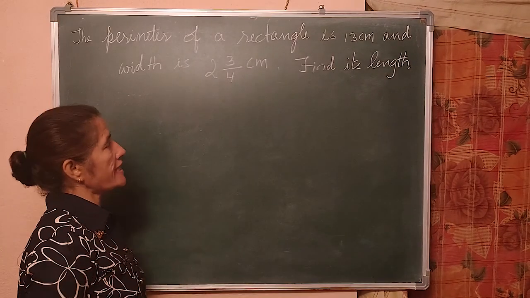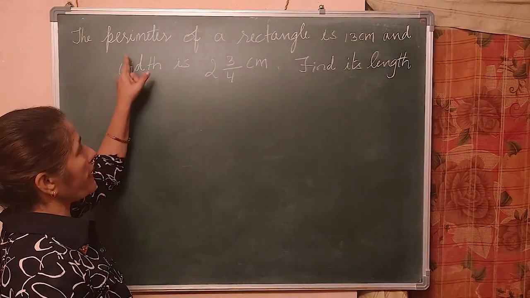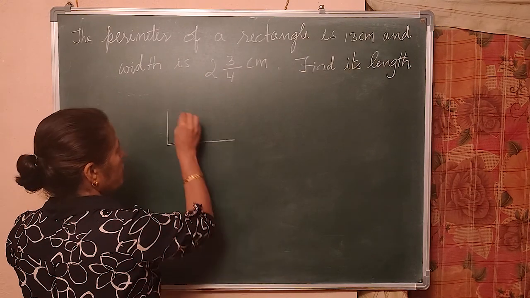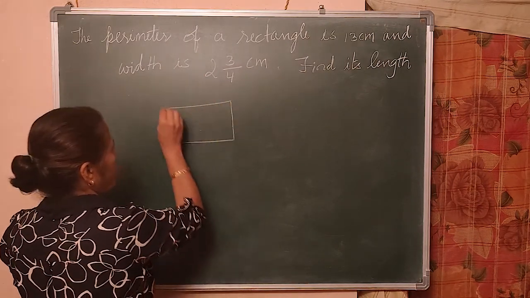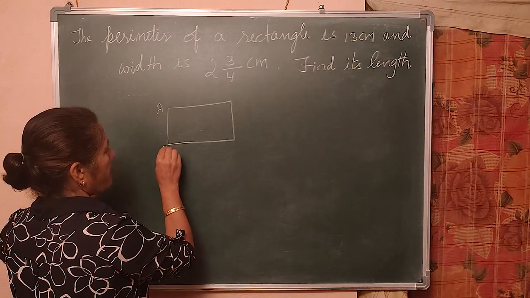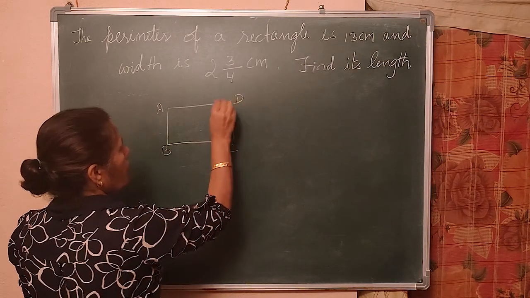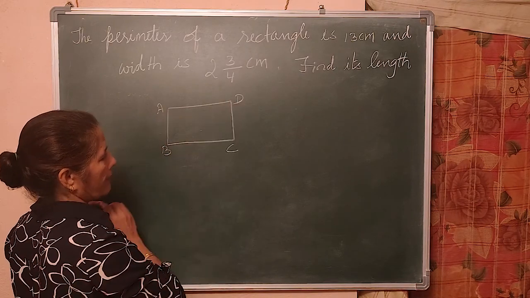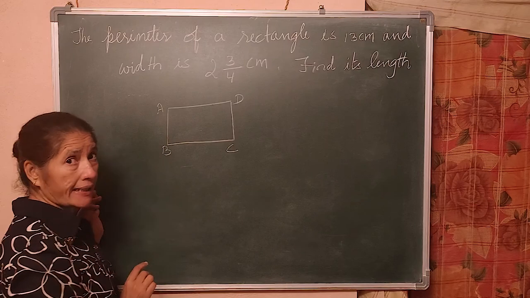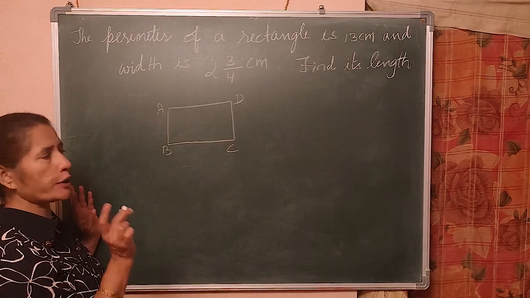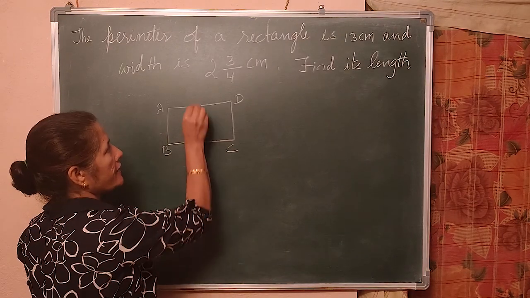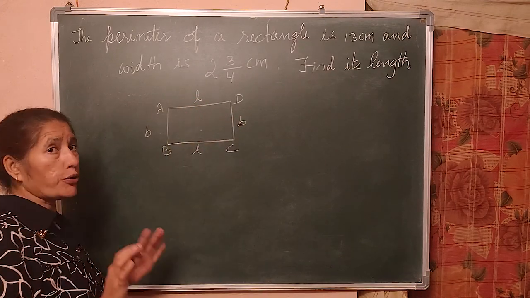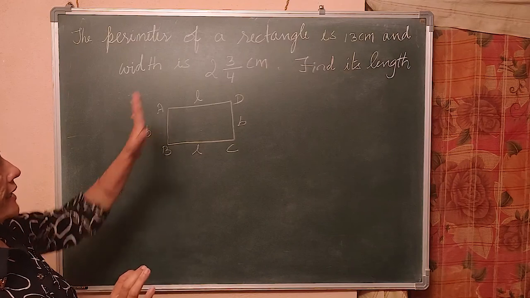Our second question is like this. The perimeter of a rectangle. So I have to draw the rectangle. Perimeter means boundary line. Suppose I name it ABCD. What is perimeter? AB plus BC plus CD plus DA. In the rectangle, there are two lengths and two breadths. See, these are the two lengths and these are the two breadths. You have to know all this. Then we will start reading.